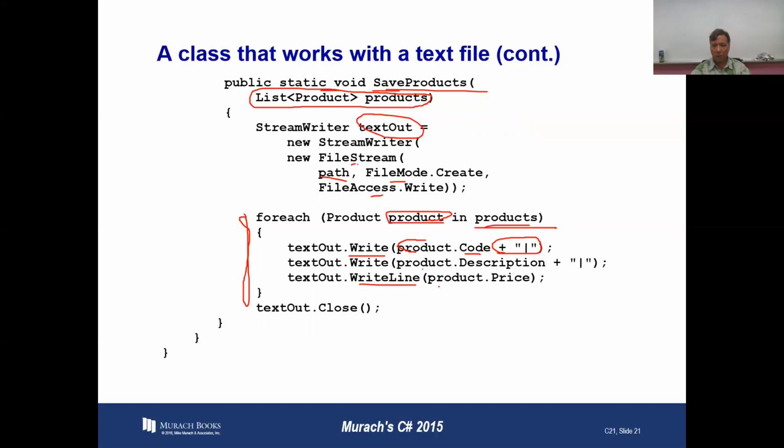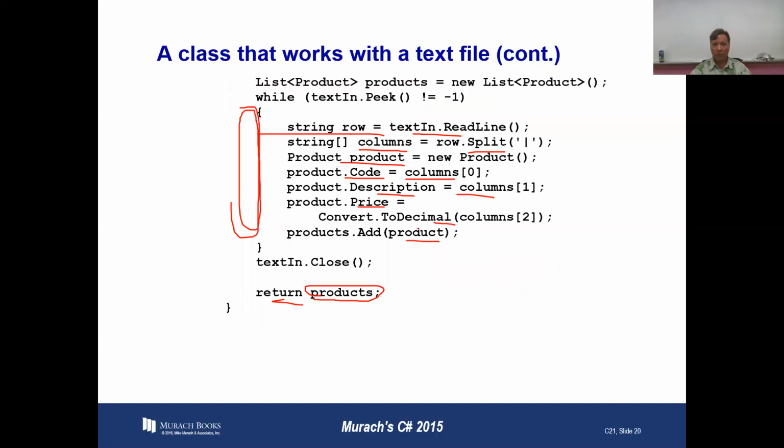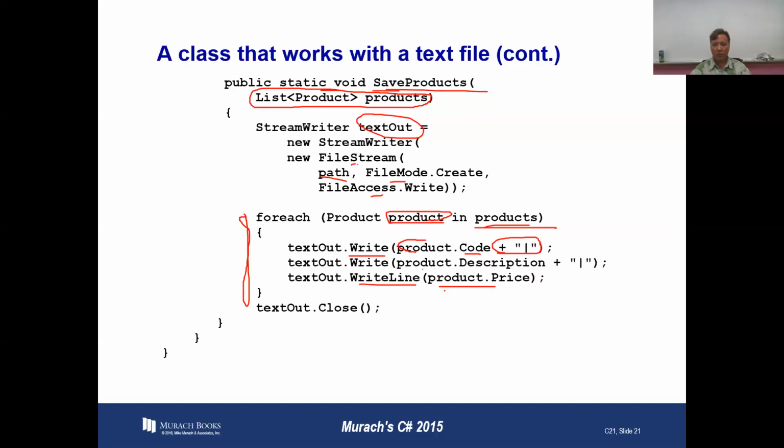I guess this is going to be implicitly converted into a string, because the price is a decimal number, but this is going to implicitly convert it to a string, I guess.